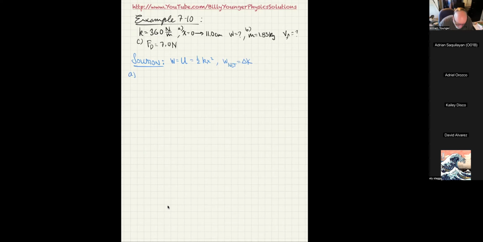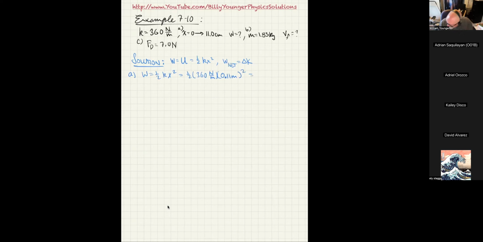So we'll start off with part A, where they just, of course, asked us how much work is required to compress it. So work is equal to 1/2 kx squared. In this case, we're going from the equilibrium position, x equals 0, to the new position, 11.0 centimeters. So I just plug this in, 1/2 times 360 newtons per meter times 0.11 meters. Notice I had to convert it to meters, couldn't use it in centimeters.